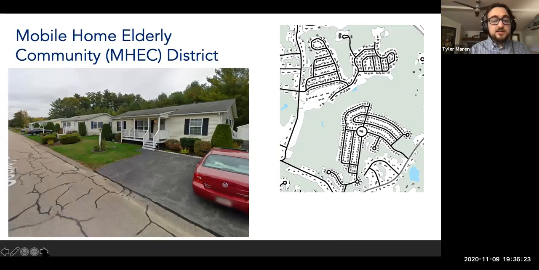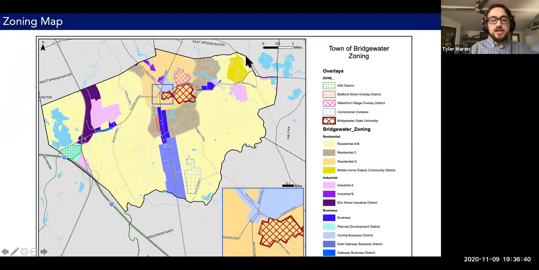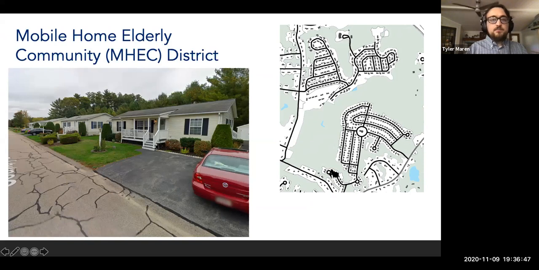Next slide. This is the only other special residential underlying use district. This is not an overlay, this is on the base map, the mobile home elderly community. This was enacted in 1994. There are two age-restricted communities, 55 or older, Stone Meadow and High Pond. This bylaw does definitely appear to be written with a very particular project in mind. The minimum lot size is 50 acres, just enough to fit these two projects in here.